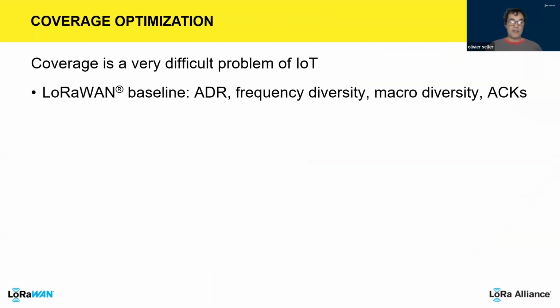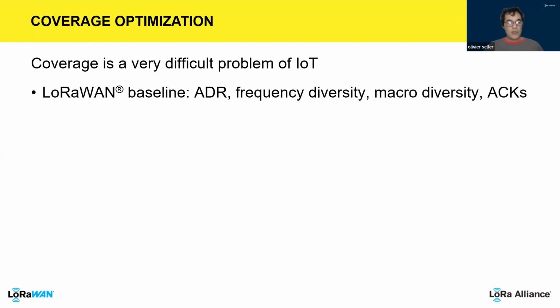Coverage again, because this is a very difficult problem of IoT. So in LoRaWAN, there are multiple levers to optimize coverage. And it's very important that the network server, because that's the role of the network server, uses these levers well. The levers are called adaptive data rate. So these are commands to change the data rate and transmit power and repetition order of transmission.